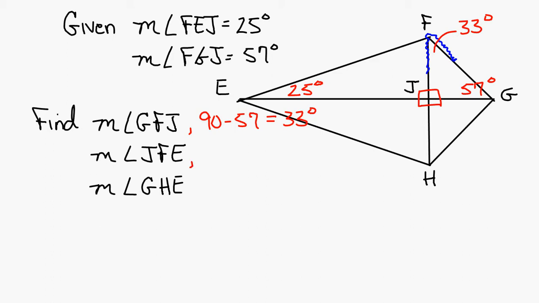Next, you're asked to find the measure of JFE. JFE will be this pink, or purple, angle right up here. Same concept. It's another right triangle, so its acute angles are complementary. So 90 minus 25 will give you angle JFE. What is it? 65 degrees. The third angle they're asking you to find is GHE, right down here on the bottom.